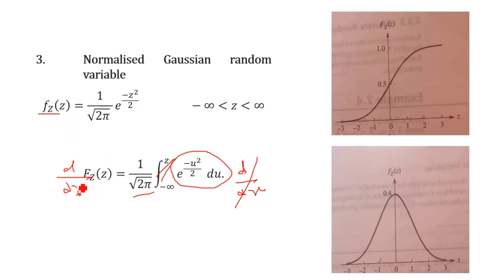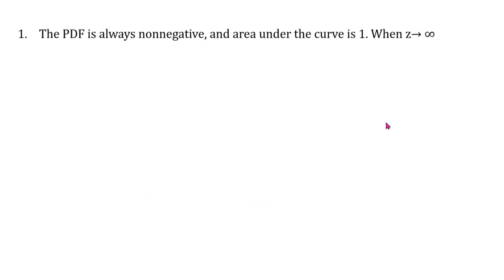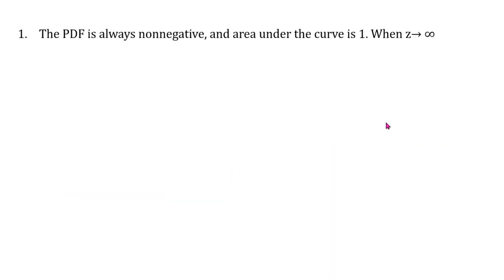So differentiation of a CDF gives a PDF here. These equations should be remembered. It is called the third example of the continuous random variable, and you should keep these two graphs in your mind, right? Okay, so let us discuss the properties of the normalized Gaussian random variable. The first one: the PDF is always non-negative and the area under the curve is 1.